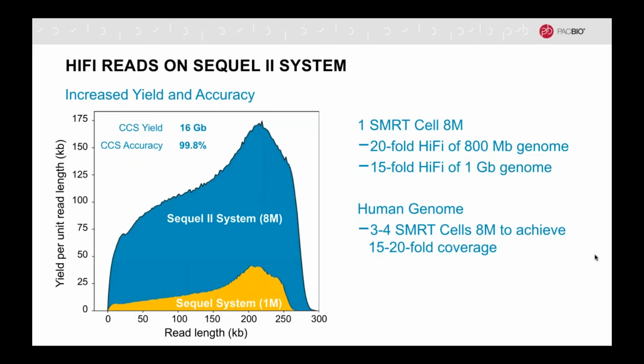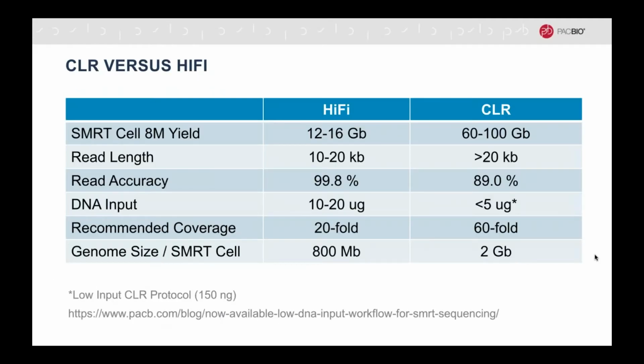If you're interested in human assembly, as I said before, we would recommend 3 to 4 SMRT cells to get 15 to 20-fold coverage. Lastly, here's an overall comparison between HiFi and CLR data in terms of throughput and library requirements and various other things. So in terms of yield on Sequel II, for HiFi, you can expect 12 to 16 gigabases of data versus 60 to 100 gigabases of CLR data.